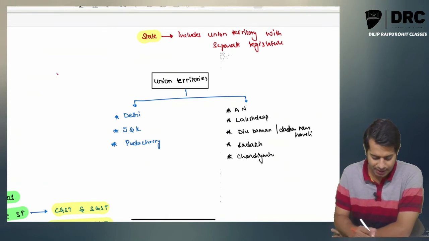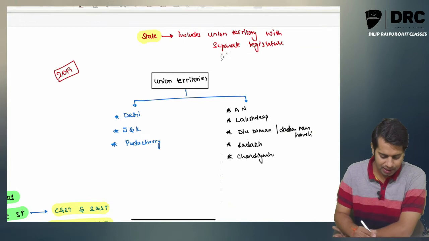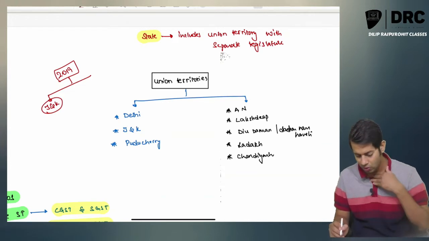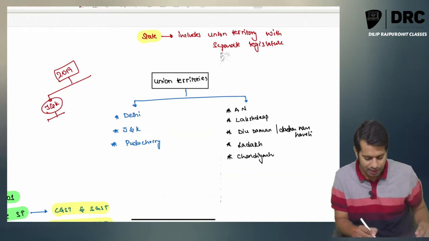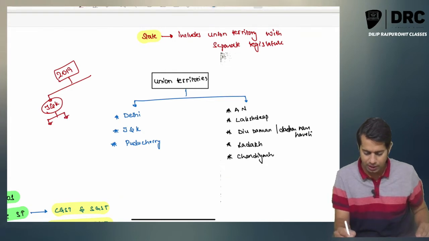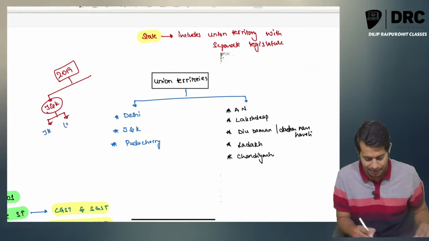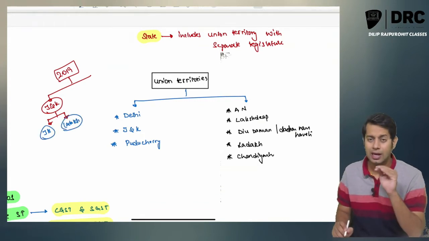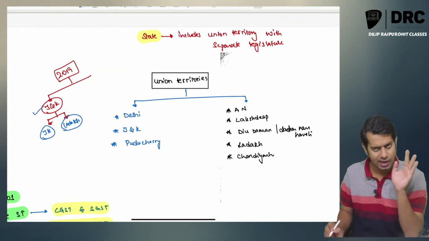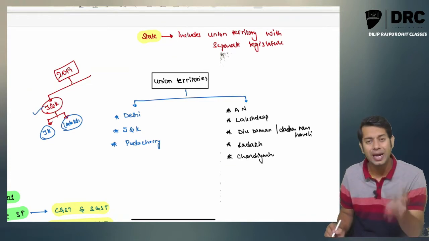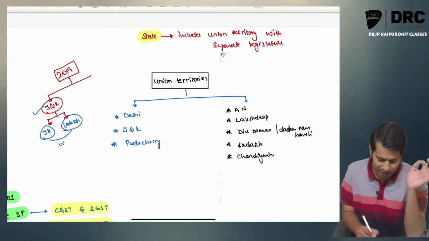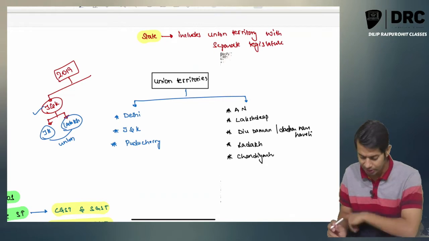Now what has happened in the year 2019? In December 2019, the state of Jammu and Kashmir was divided into two: Jammu and Kashmir, and Ladakh. Before it was the state of Jammu and Kashmir, now they have been made into Jammu and Kashmir and Ladakh, and they both are called union territories.